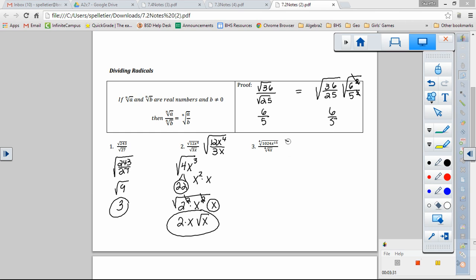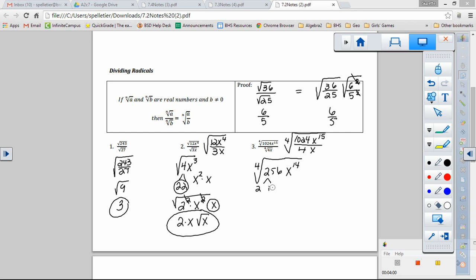So 4th root of 1024 x to the 15 over 4x. So 1024 divided by 4 is actually 256. And then x to the 15 divided by x is x to the 14. Okay, so let's break down the 256.